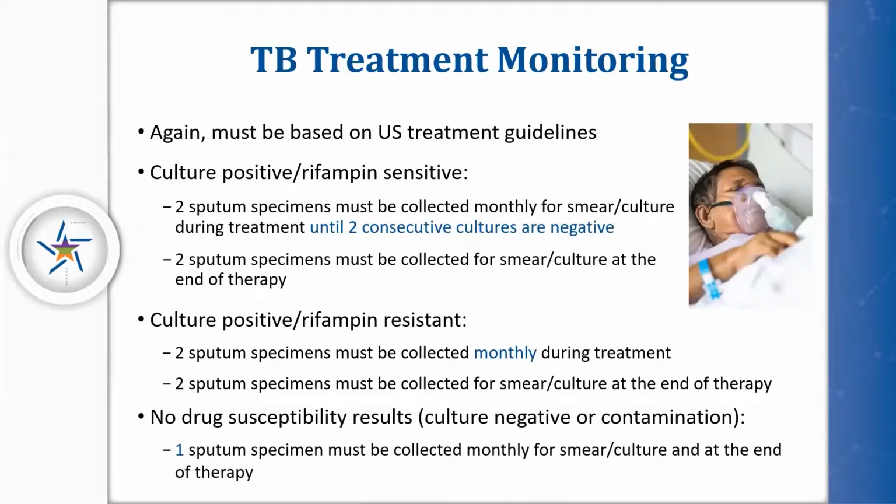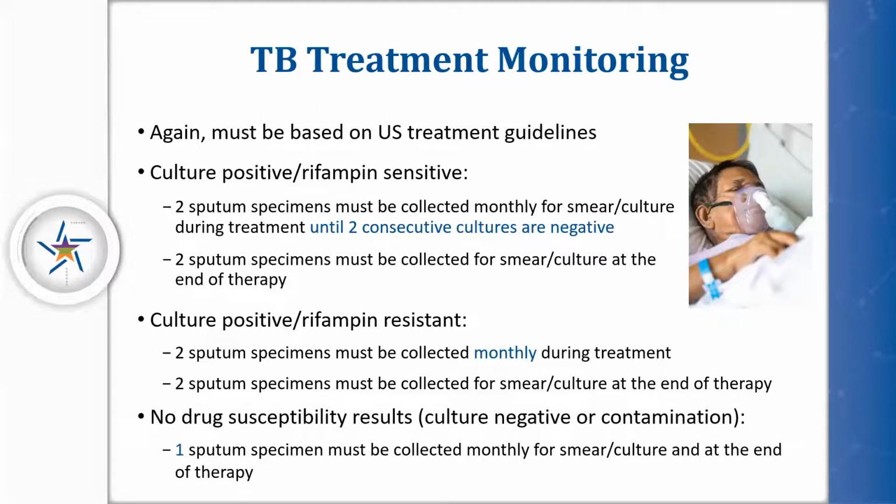Treatment monitoring. So again, treatment must be based on US treatment guidelines. So that is the most important. For culture positive, rifampin sensitive treatment, there's a requirement for 2 sputum specimens to be collected monthly for both smear and culture during treatment until there are 2 consecutive cultures that are negative. That is the same that we do here in the US. That happens in every health department in the United States as well.